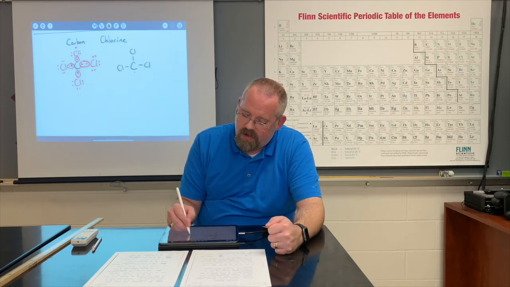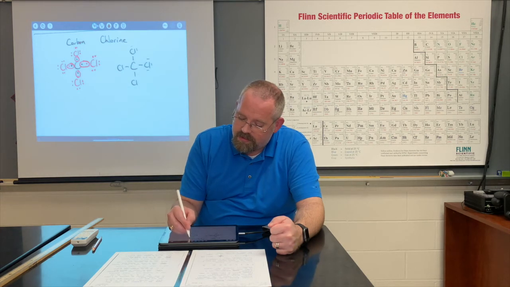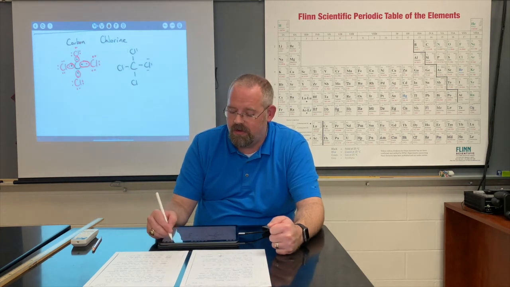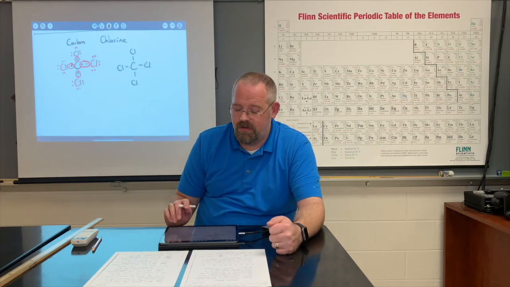The dashes only represent shared pairs. You're not going to put these little dashes out here representing all these other electrons. You only have to draw the shared pairs. Okay, so that's kind of the shortcut or the abbreviation.